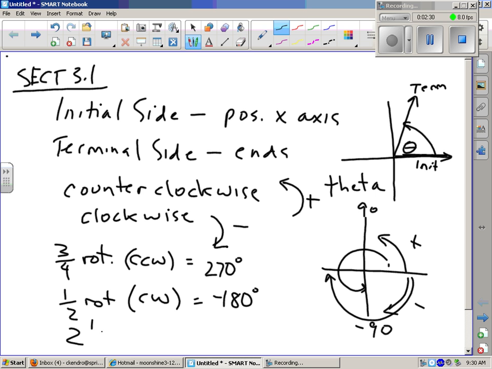What if I had 2 1/4 rotations counterclockwise? If you go all the way around once, it's 360. So I could say 2 1/4 times 360 to get that total angle. And if you do that, you get 810 degrees. So if it's something over one full trip around, just multiply by 360.